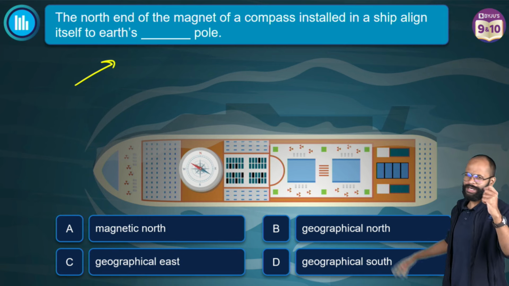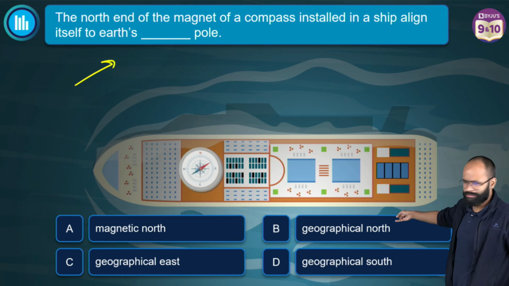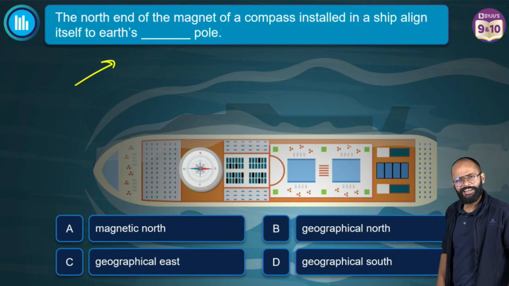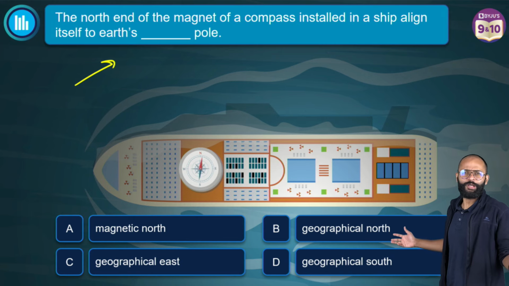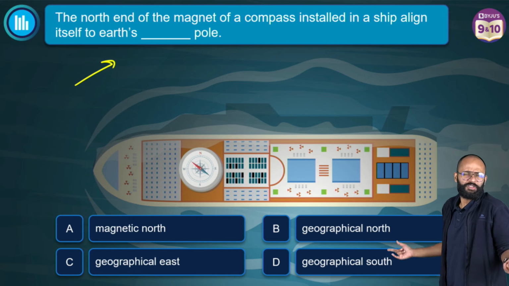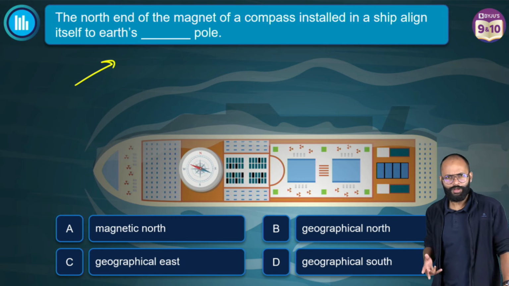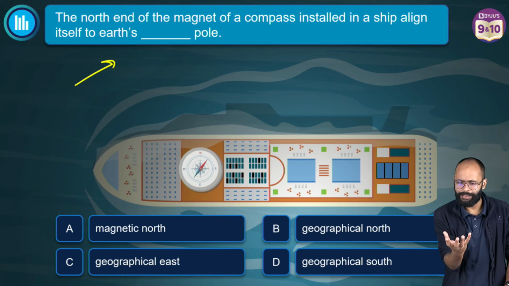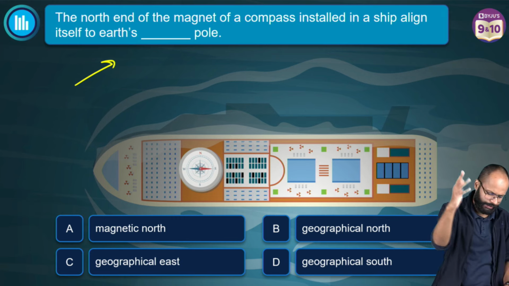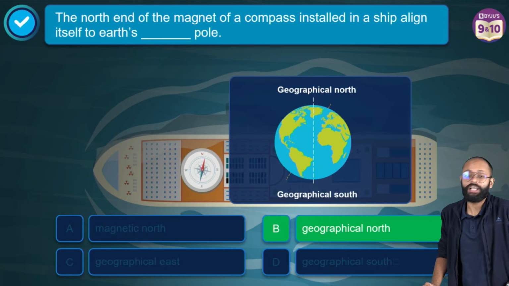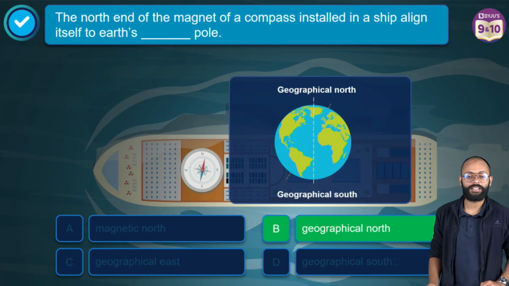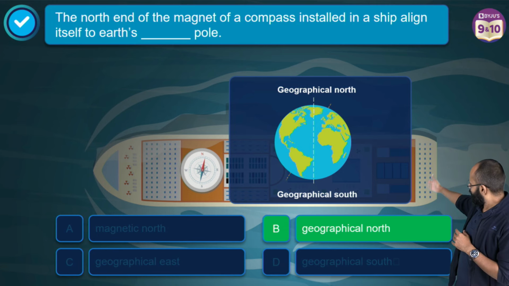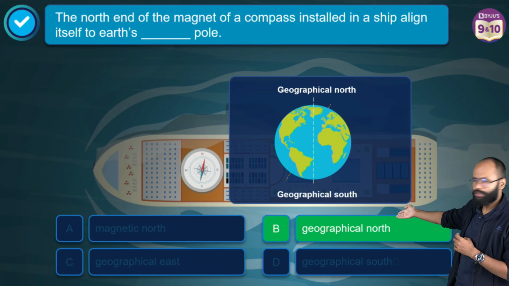North and south I understand, but suddenly what is this magnetic north and geographical north? You know, we are talking about the North Pole of the Earth, right? It's more towards geography. So you are right if you are thinking the North Pole of the magnetic compass points to the North Pole of the Earth. That's correct, but it's the geographical North Pole, and that, my friend, is the correct answer. Option B. This is called the North Pole, the top one, hai na? The bottom one is called the South Pole. So you're right. The north side of the compass points towards the North Pole.